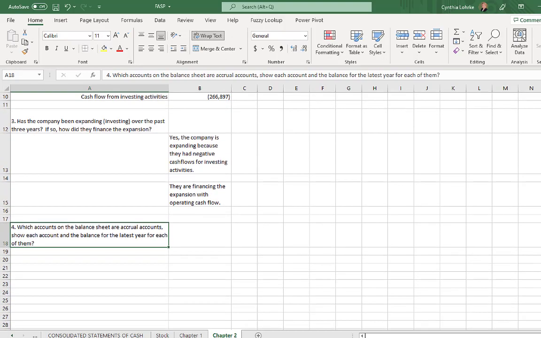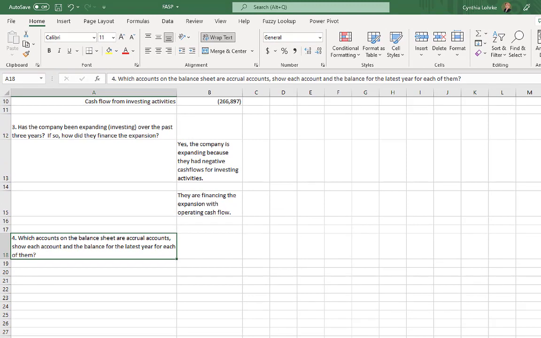Okay. So which accounts on the balance sheet are accrual accounts? Show each account and the balance for the latest year for each of them. Okay, so we're looking for accounts that are accrual accounts. The ones that we have really paid attention to in Chapter 2 are accounts receivable, accounts payable, salaries payable. But remember, in class, I told you that accrued expenses and accrued liabilities mean the same thing. So let's go on to our balance sheet and see if we can find the accrual accounts.